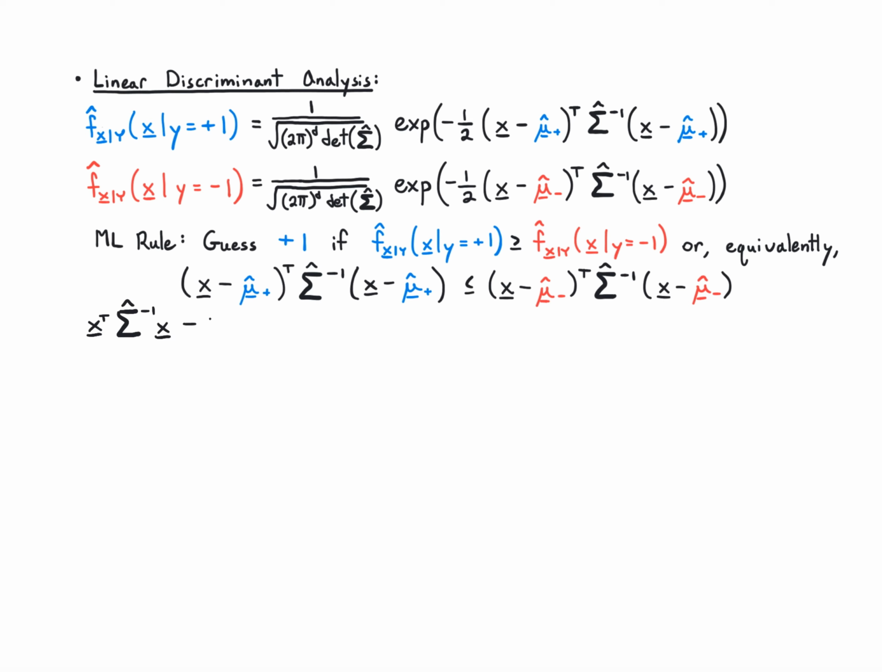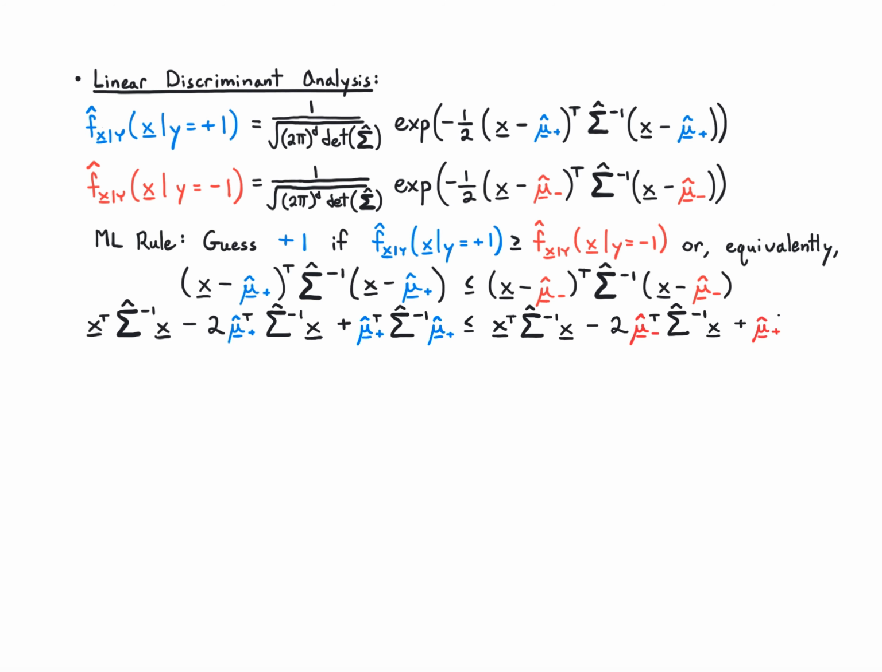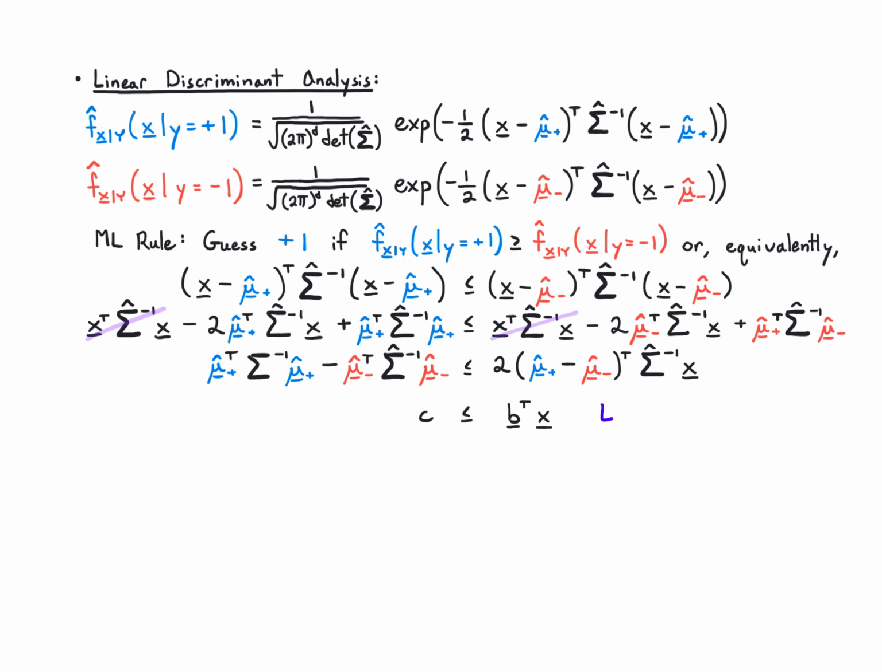I'm going to open up this product. Again, this is not something I'm asking you to do on your own. I'm just quickly opening up this product of terms, right? It's just like opening up x minus a squared, but in matrix vector form. I cross out the two terms that are the same, and I move the x terms over to the right-hand side, and I keep the constant terms over on the left-hand side. And really what I get is something that looks like a vector times x, and I'm comparing that to a threshold c.